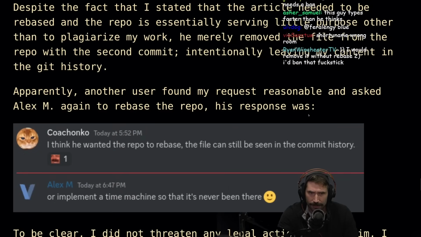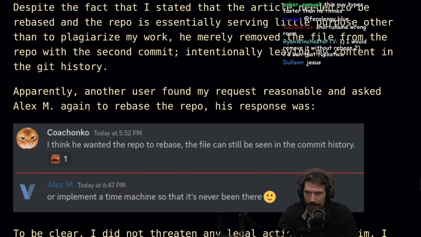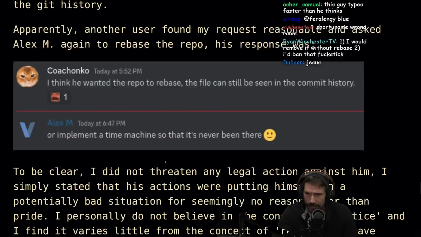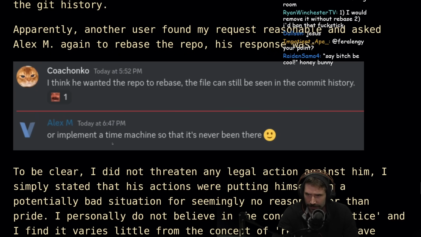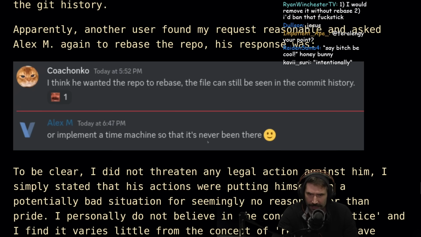Apparently, another user found my request reasonable and asked Alex M. again to rebase the repo. And his response was, "I think he wanted a repo to rebase. The file can still be seen in the commit history, or implement a time machine so that it's never been there."